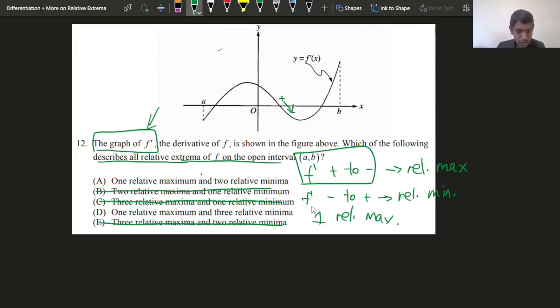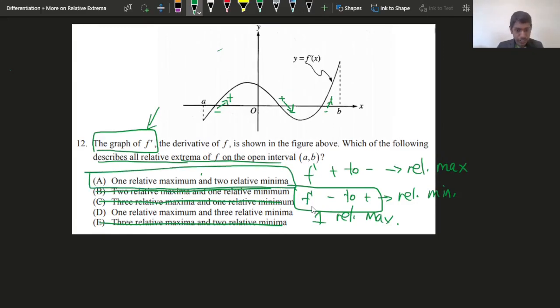So back to the question here. Now we're going to figure out how many relative minima there are, and to do that, we have to figure out where f prime changes from negative to positive. So that happens in 2 places. I see one right there, and I see one right there. So that's 2. And there we have our final answer, A.